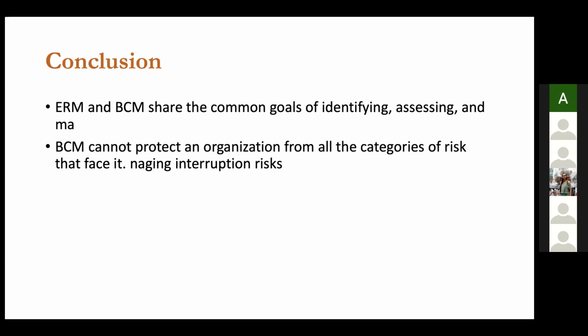Additionally, BCM professionals should recognize that there are key team members focused on managing availability and reputational risk. It is important to be clear that BCM cannot protect an organization from all the categories of risk that face it. To do this, we need a wider framework. A holistic approach is needed to all risks within the categories, with perspective across all units, holding key individuals responsible for managing critical risks within the scope of their responsibilities.